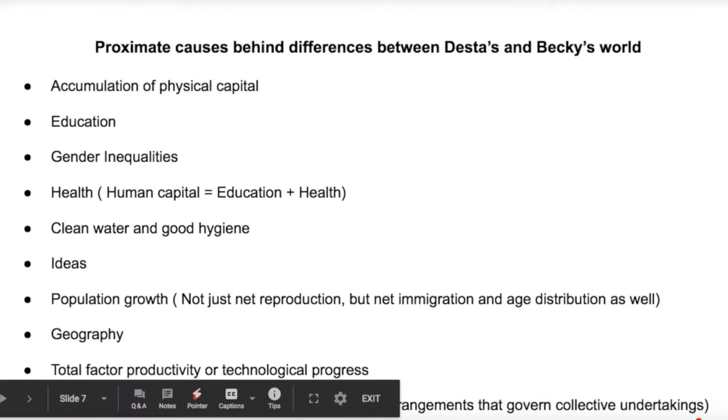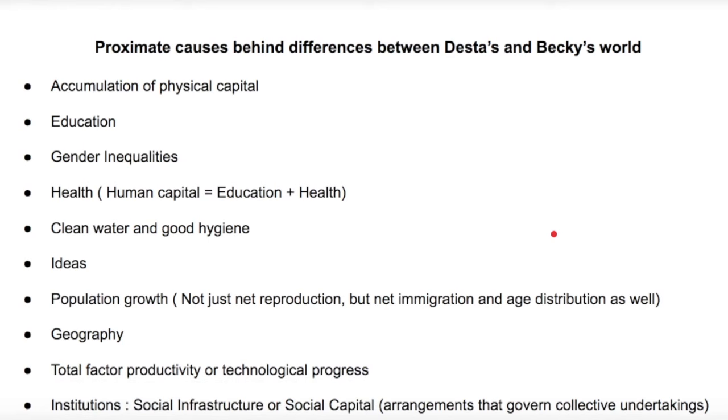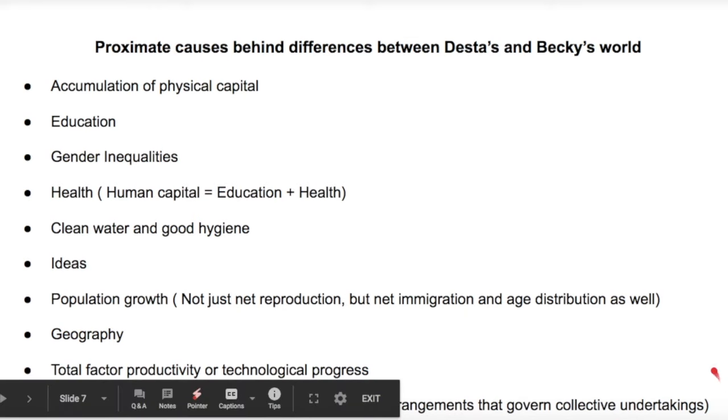The last but not the least, a very important factor that explains the differences, is the role of institutions. Now, what exactly are institutions? Some of you mentioned ease of doing business. Some of you mentioned access to financial institutions. This comes under this broad category of institutions. This is also called social capital or social infrastructure. These are laws, arrangements that govern collective undertakings.